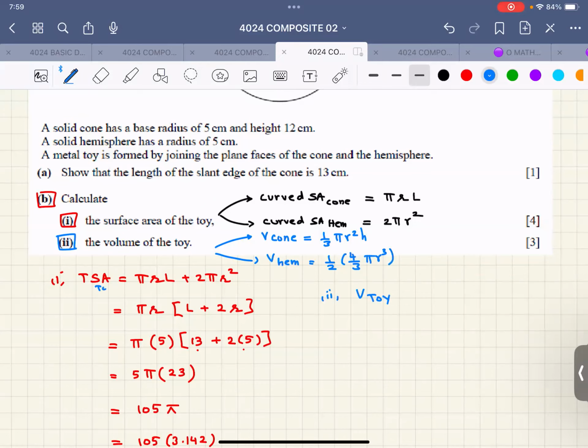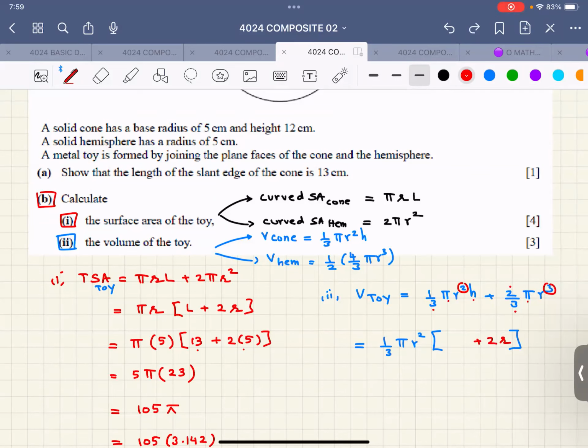This is total surface area of toy. This is volume of toy. That is volume of cone, which is 1/3 pi r square h, and this is 2/3 pi r cube. Again, first take common. Let's take 1/3 common, pi common, r square common. You can see it for yourself. I have taken this 3 common, this pi common, r square common. So I'm left with a 2 and an r over here, and I'm left with an h over here.